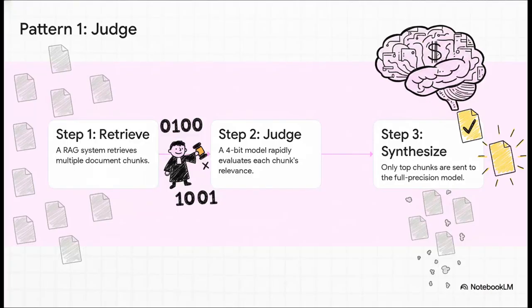First up, let's talk about the lightweight judge pattern. Think about your RAG pipeline. Instead of retrieving 10 documents and sending all 10 to your big, expensive model, you first pass them through a small, fast 4-bit judge model. Its only job is to quickly ask, is this chunk of text actually relevant? It filters out all the noise so your main model only has to work on the most valuable information. This can slash your costs and latency.